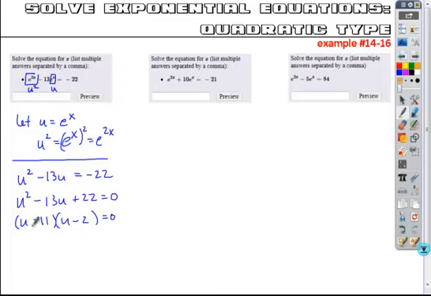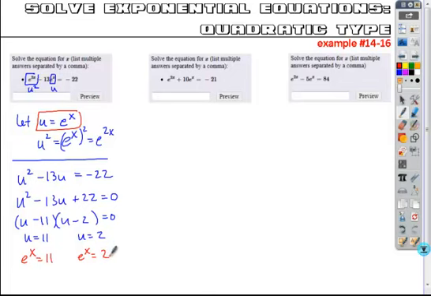And then I could solve each of these for u. So here I get u is equal to 11. Here I get u is equal to 2. When I'm using u substitution, once I actually solve for u, what I'm going to do is back substitute. So here's my back substitution. I'm going to put e to the x back in for u, and I'm going to solve the resulting equations.